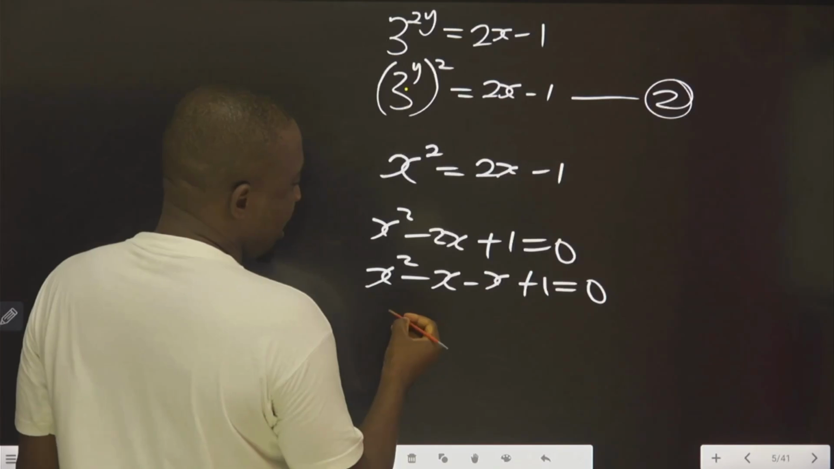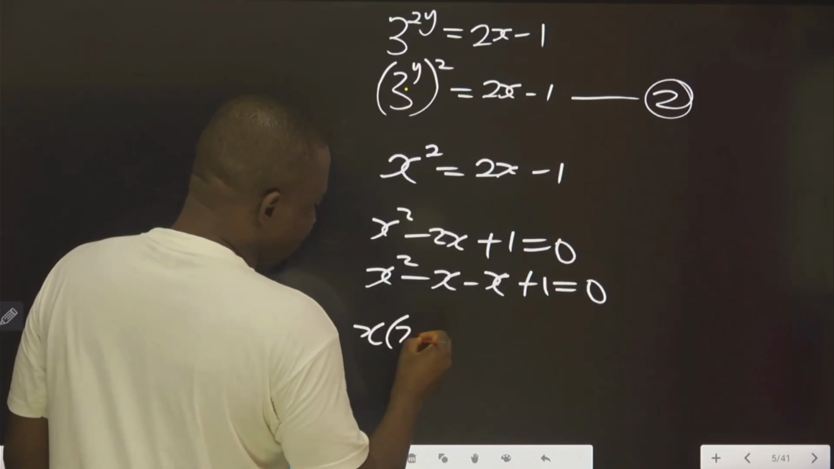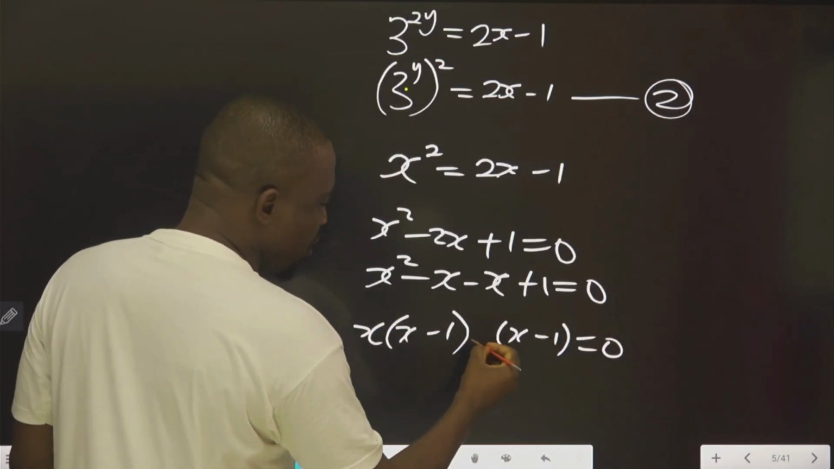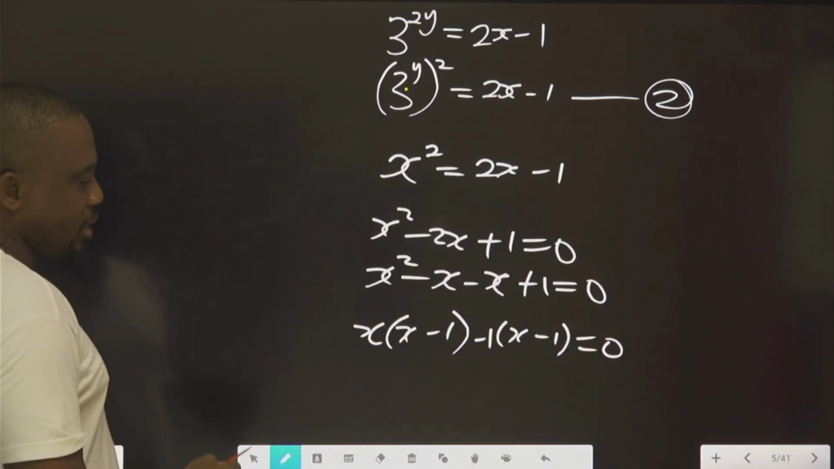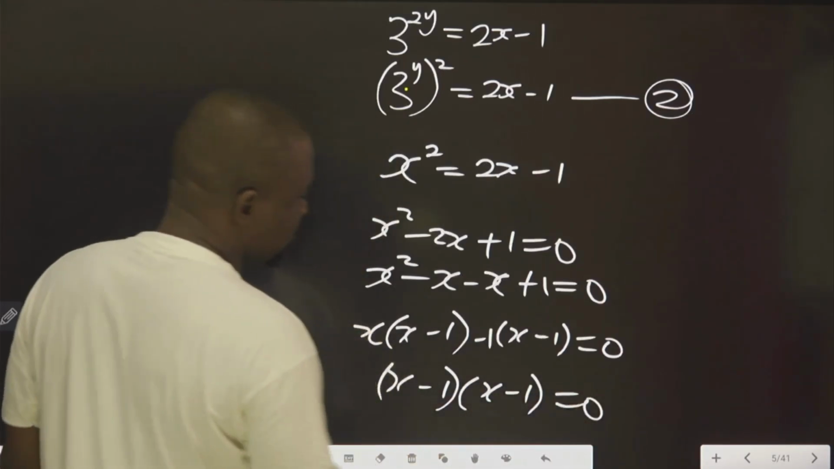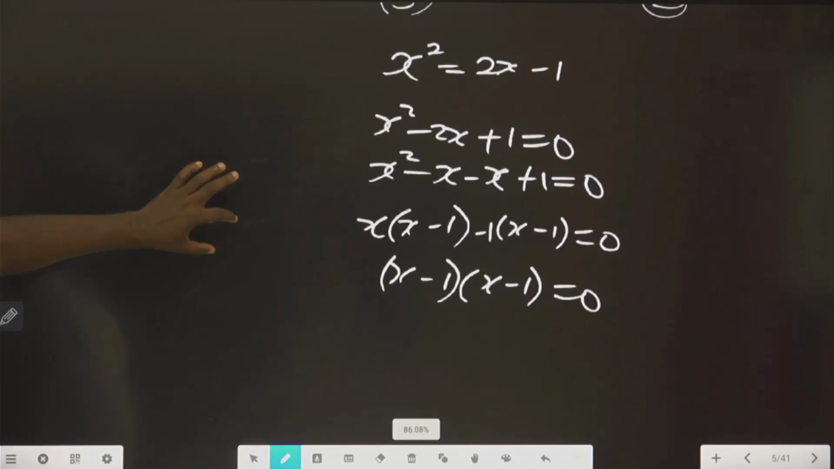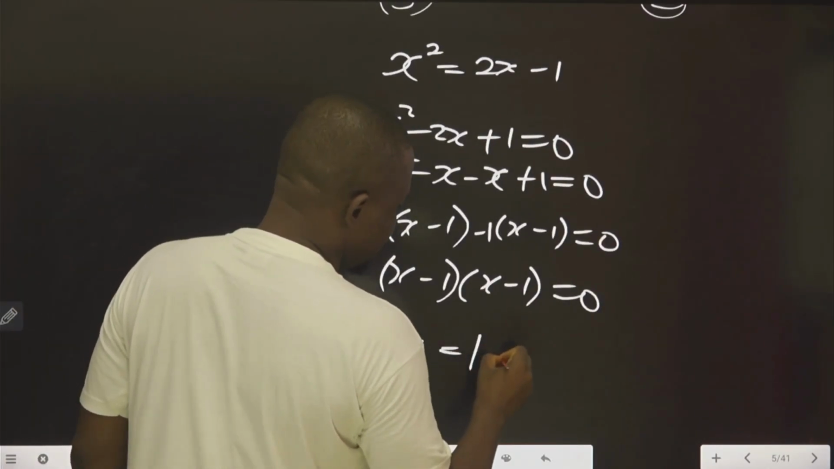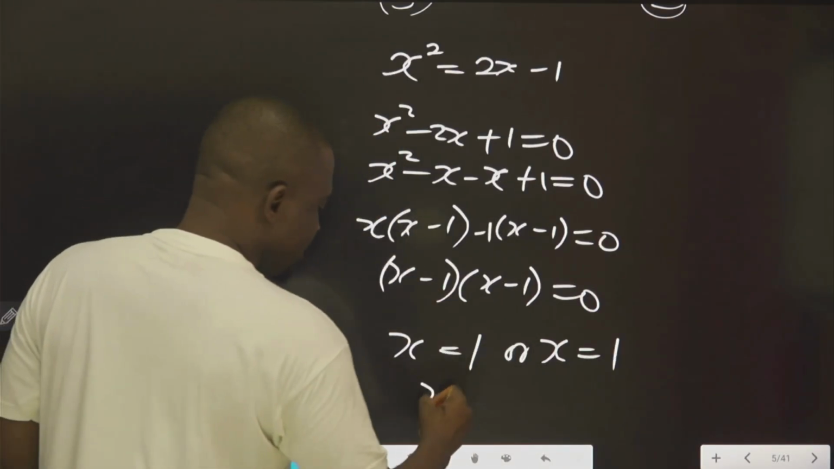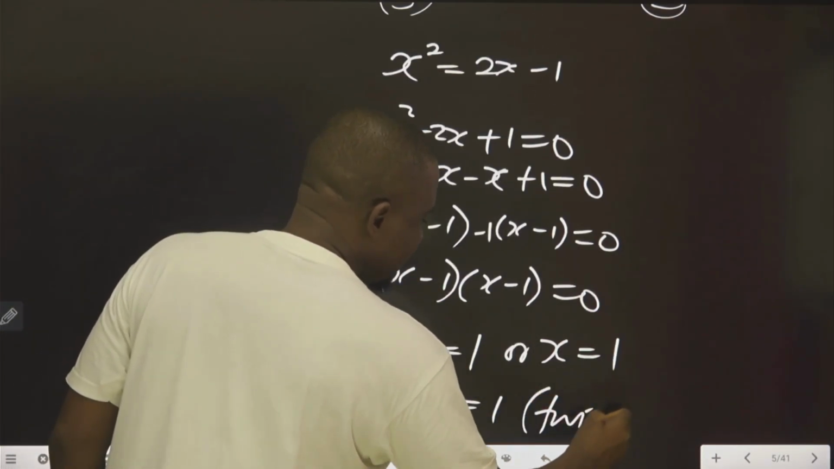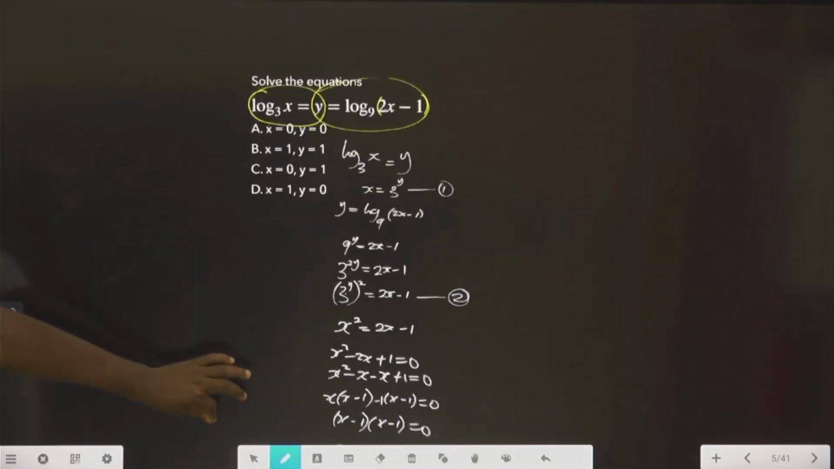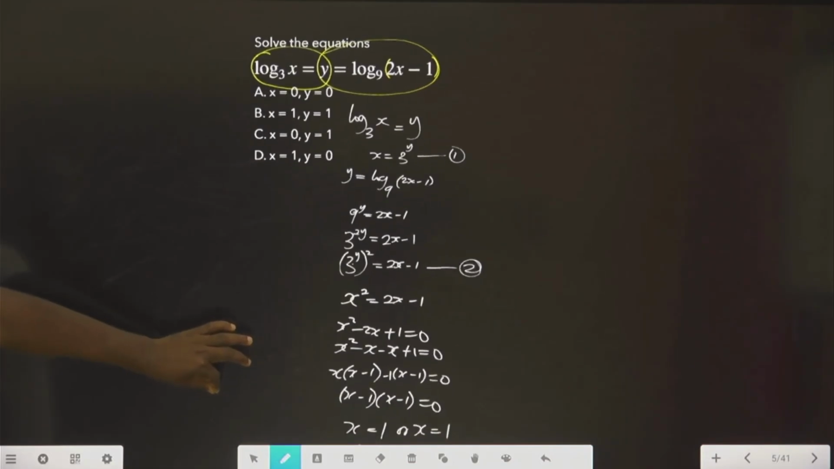So now, I am going to take x out, and repeat the same thing here. You already know quadratic equations, you are preparing for this. Now, x minus 1, x minus 1 equals 0. Okay? Now, we can say that what? x equals 1 or x equals 1. That is x equals 1 twice. Say twice. Okay?